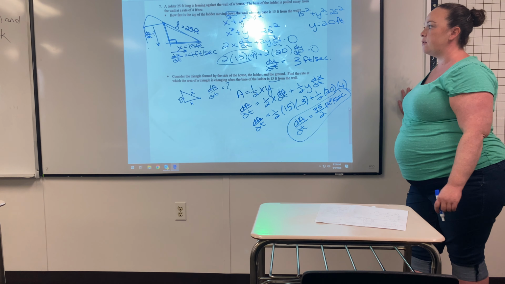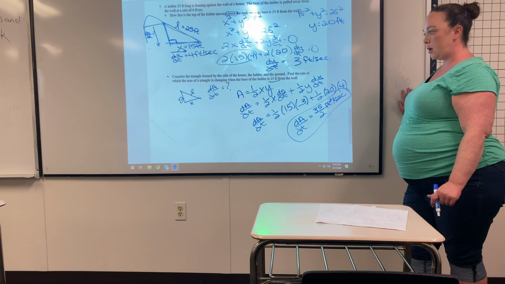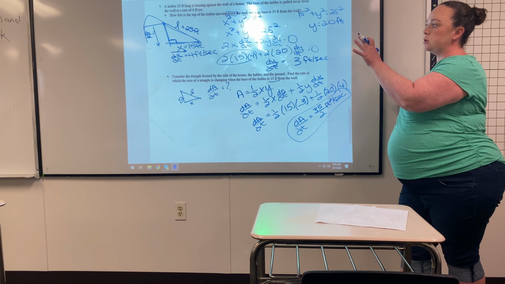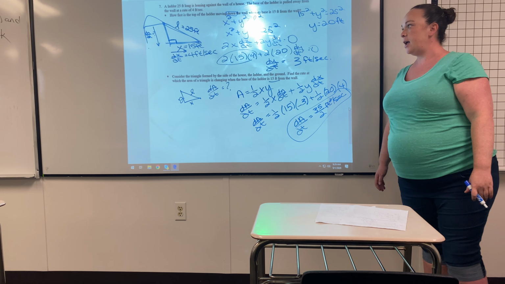I cannot emphasize enough how much you need to make sure that you watch your labeling when you're doing these problems. Okay, watch your labeling, make sure you label your pictures and label your information. It makes it way easier to do the problems. And that is rate of change.